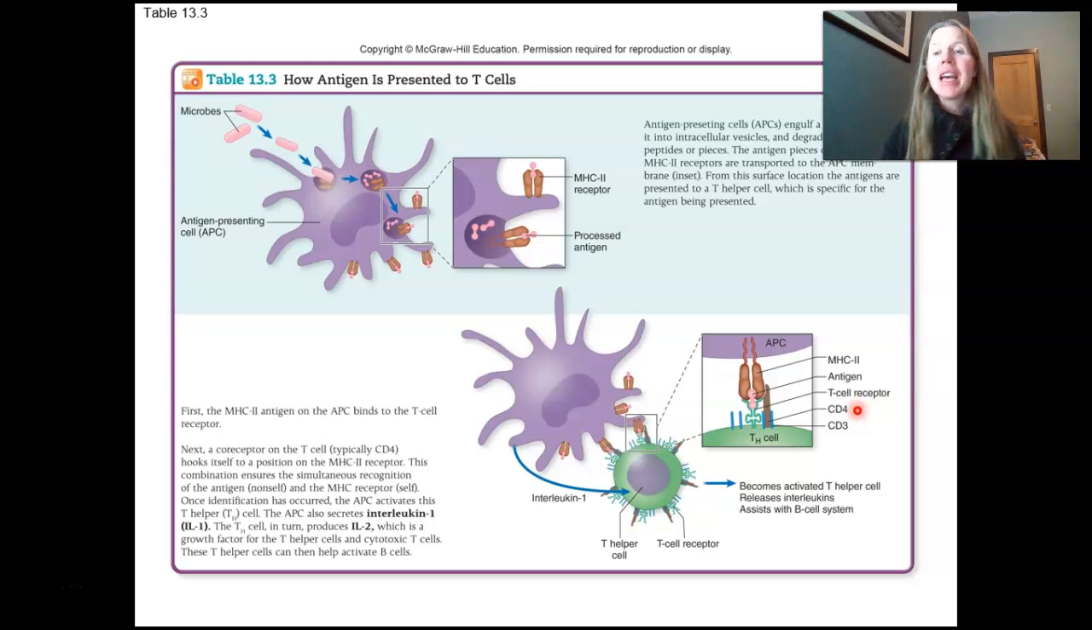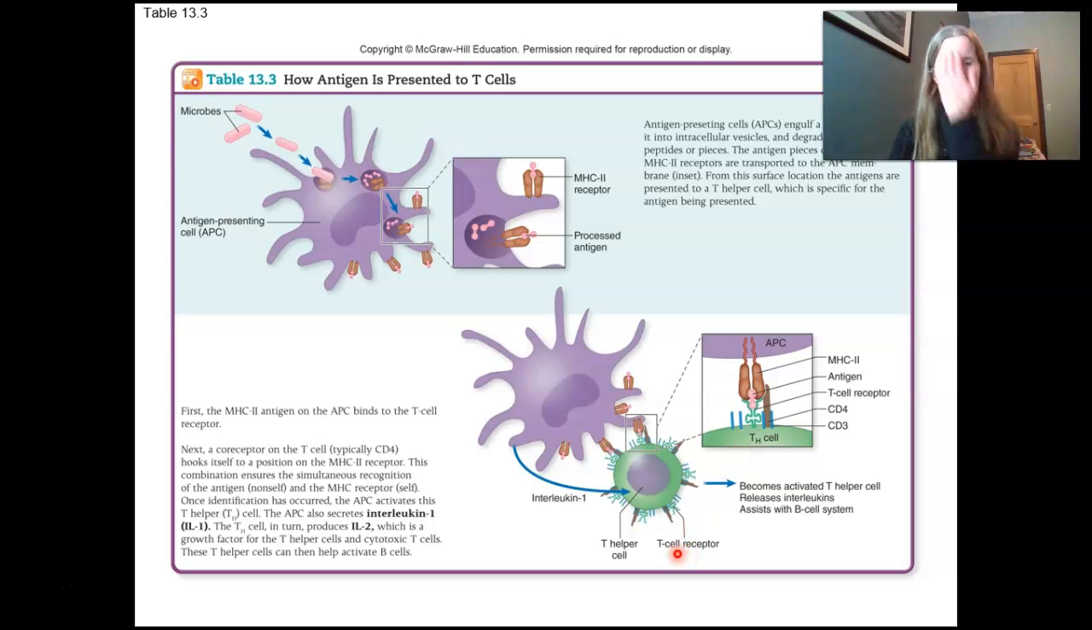Now, when the correct helper T cell, the one here in green, this kind of green clover looking thing, is the antigen receptor on our helper T cell. So when the correct helper T cell that has the right antigen receptor locks on there and says, aha, that fits, it must not be us, then the immune system is starting to work.